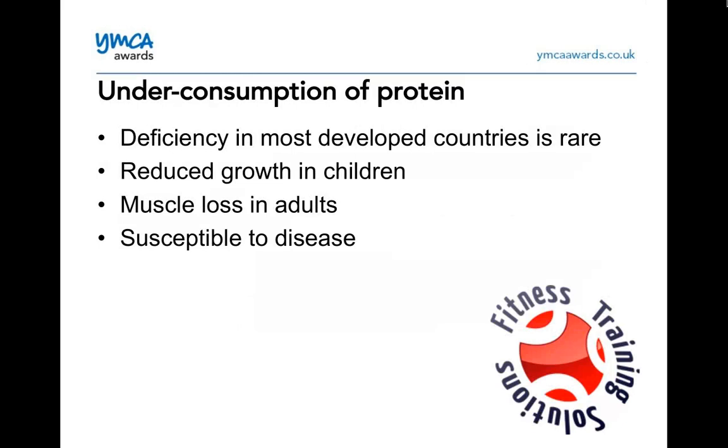Underconsumption, though, deficiency in most developed countries is very rare. So in the UK, deficiency is going to be rare. Underconsumption of protein is going to produce stunted growth in children, muscle loss in adults, and you're going to be more susceptible to diseases. So make sure the kids are eating protein and make sure you're eating enough.